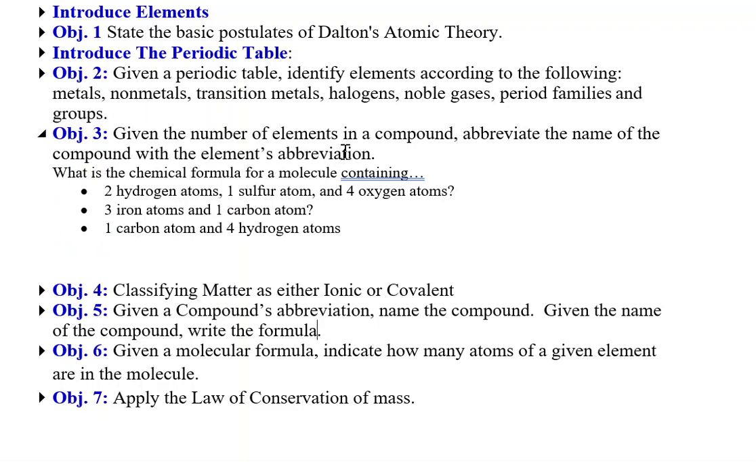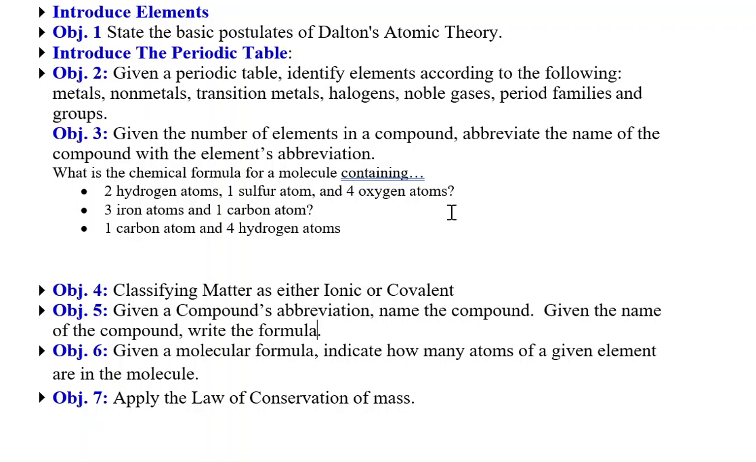Given the number of elements in a compound, I would like for you to be able to abbreviate the name of the compound with the element's abbreviation. So for example, if I tell you to have a compound that has 2 hydrogen atoms, 1 sulfur atom, and 4 oxygen atoms, I want you to be able to give me the compound's abbreviation by saying that's H2, 2 hydrogens, S1, and O4. That's what I'm looking for there.